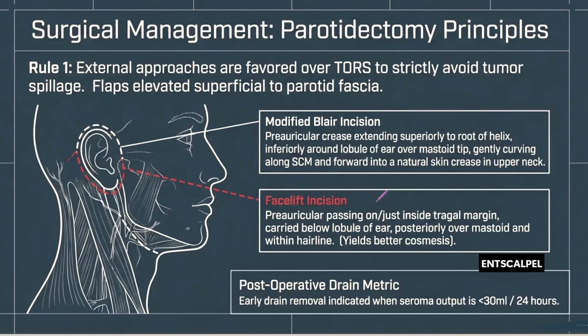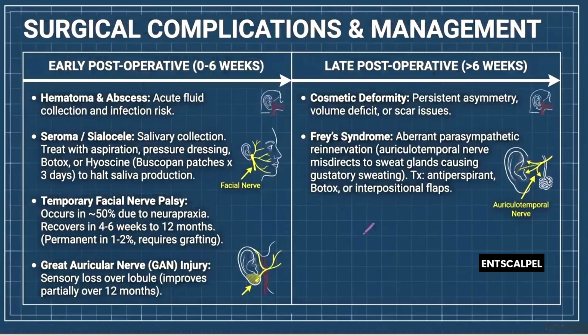But even with flawless surgical technique and hidden scars, biology can react in wildly unpredictable ways. It certainly can. The notes list early complications like hematomas and temporary nerve weakness, but the late complications, this is where the anatomy gets deeply strange. You're talking about Frey's syndrome. Yes. The notes outline this condition called Frey's syndrome.